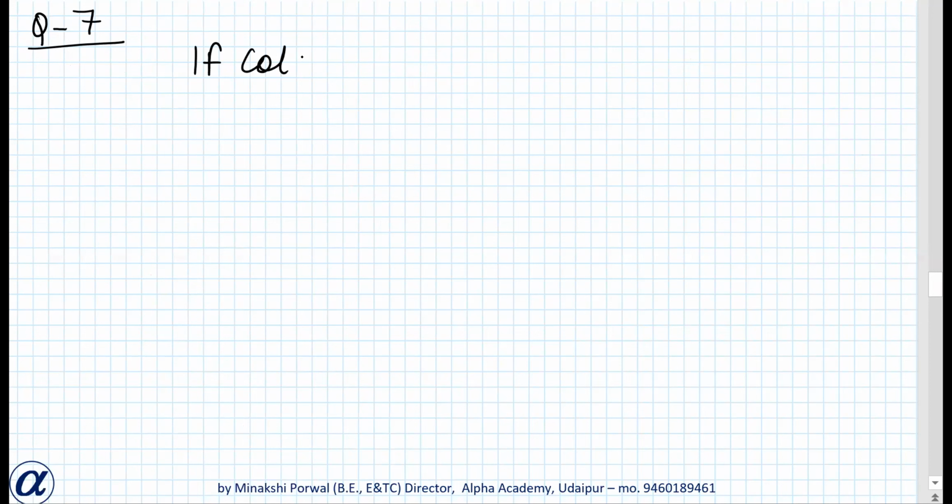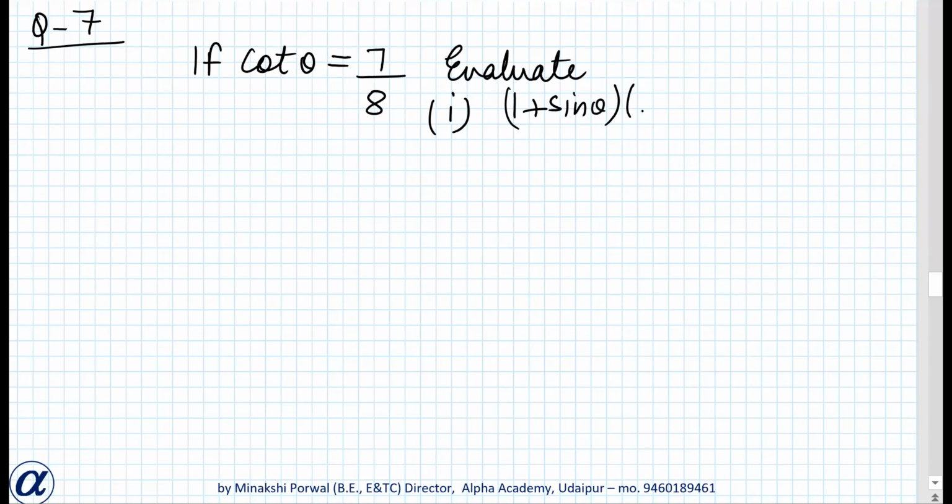If cot theta equals 7 by 8, we have to evaluate first: (1 plus sine theta)(1 minus sine theta) upon (1 plus cos theta)(1 minus cos theta).